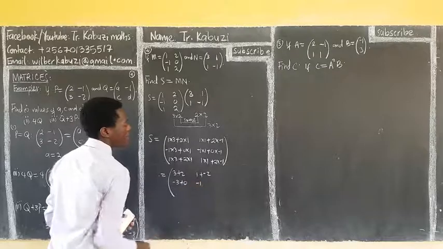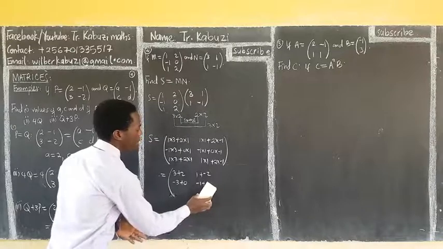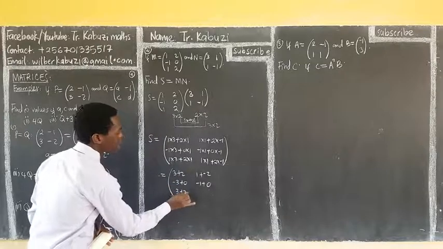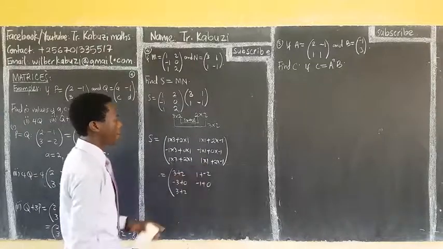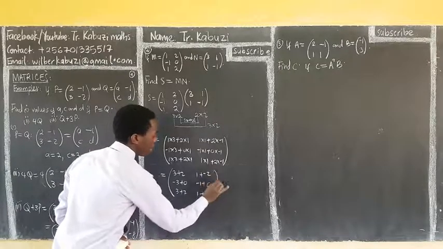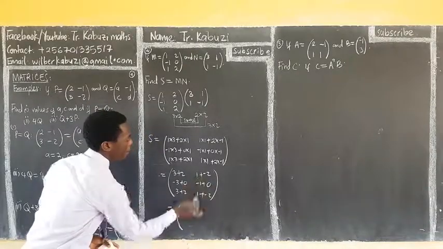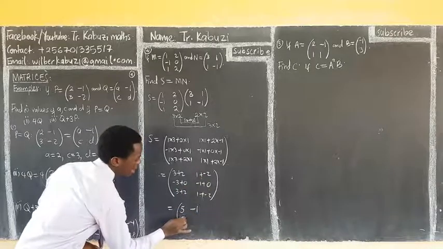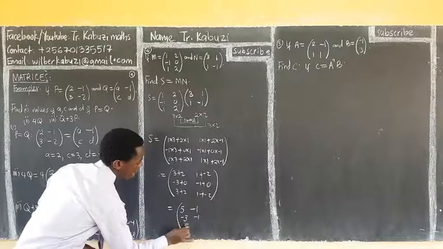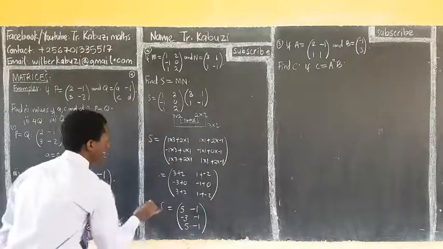Then this is negative 1 plus 0. Plus 0. Then this is 3 plus 2. Then this is 1 plus negative 2. And so if you simplify that, this will be 5, negative 1, negative 3, negative 1. This will be 5, then this will be negative 1. And so that will be our matrix S.